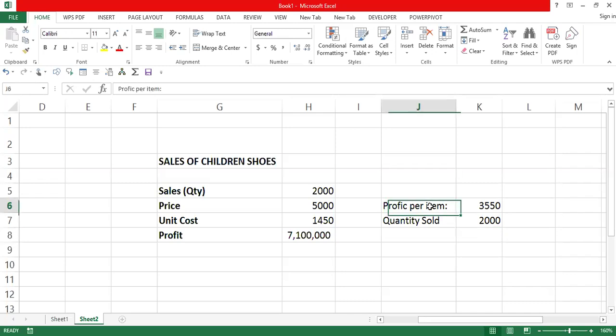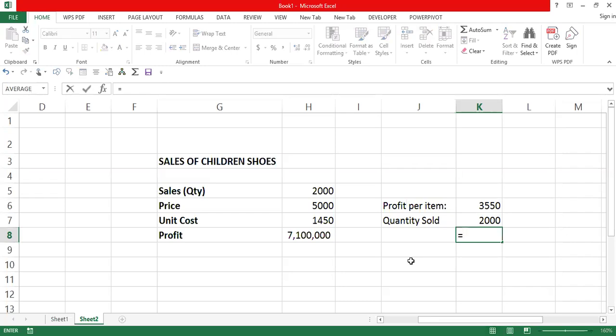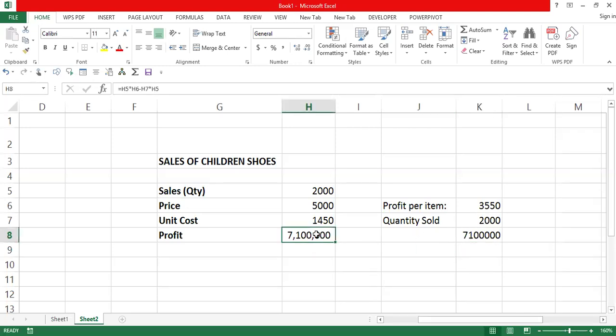So this is the profit per item, quantity sold, total sales. The total amount made from the sales should be profit per item times quantity sold. You see that, that's this amount, right?